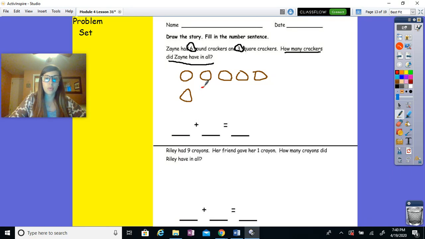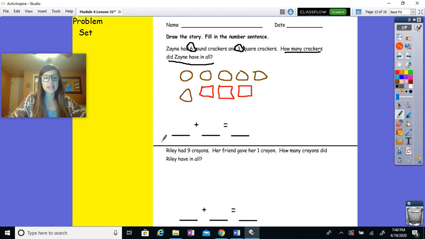Help me count. 1, 2, 3. Okay, now it wants to know how many crackers did Zane have in all. So let's count them all together. 1, 2, 3, 4, 5, 6, 7, 8, 9. He had 9 crackers in all.